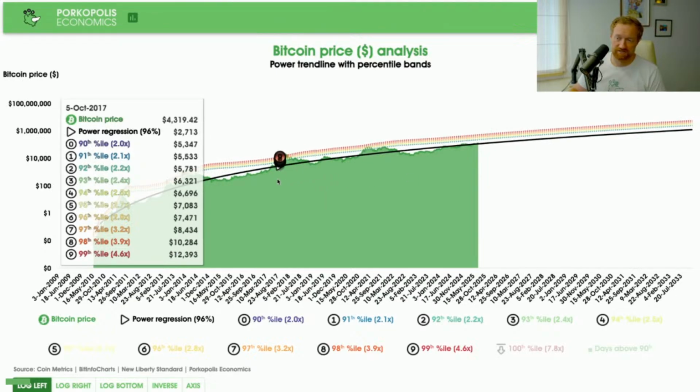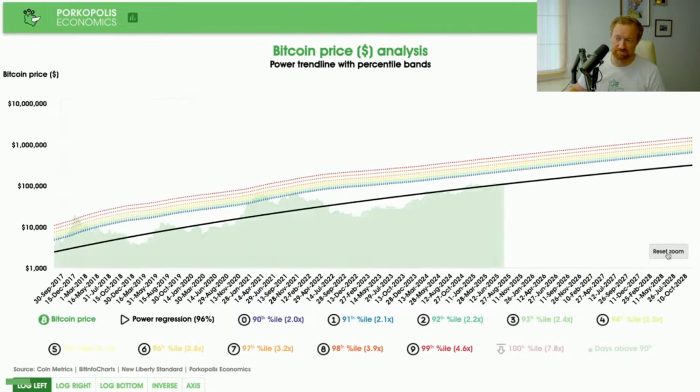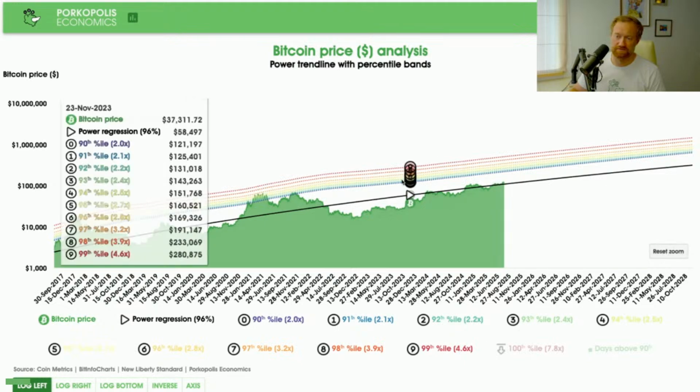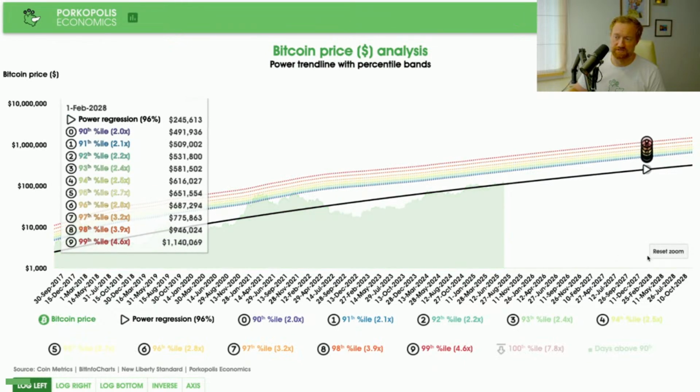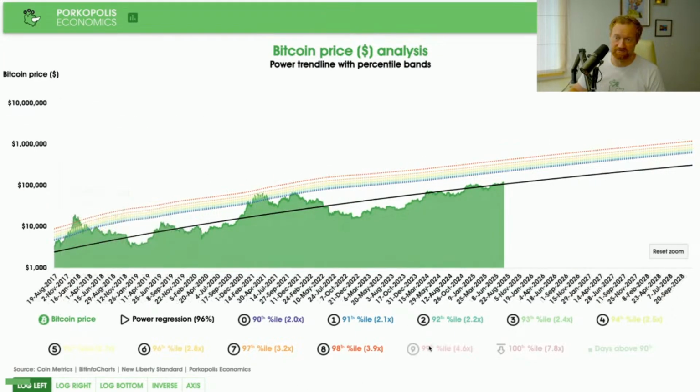But to prepare ourselves to think about the mania that probably will come at the end of this year into next year, I would say look at the prior cycles. All right, so we did hit the 99th in all prior cycles, but not in 2021. So I'm going to take 99th off, take 98th off, and I'm going to take 97th off.